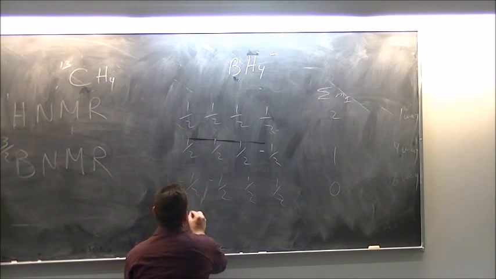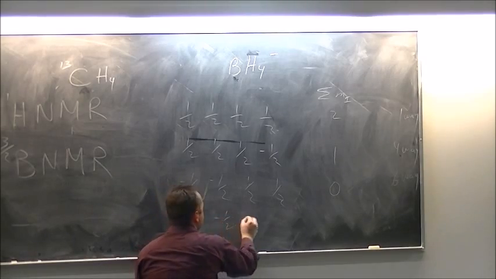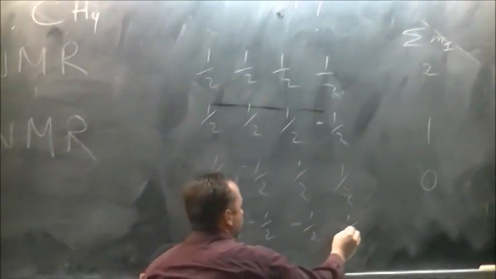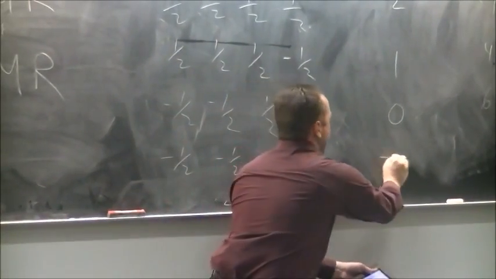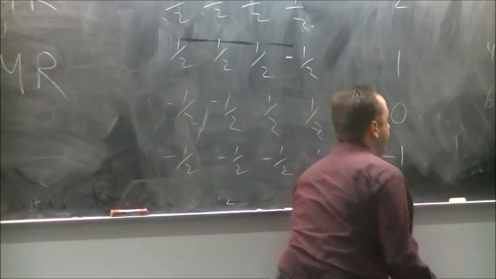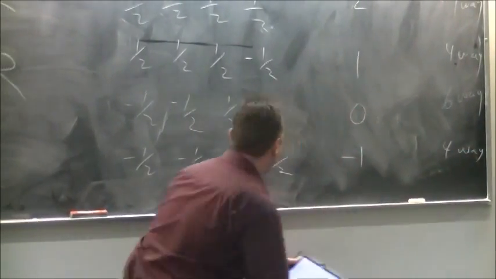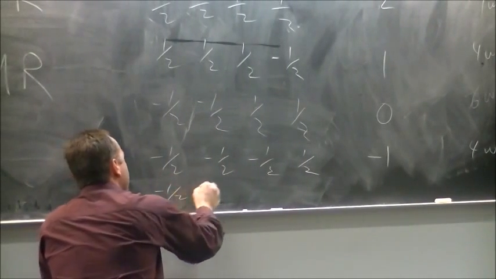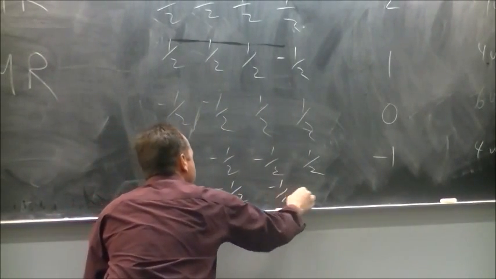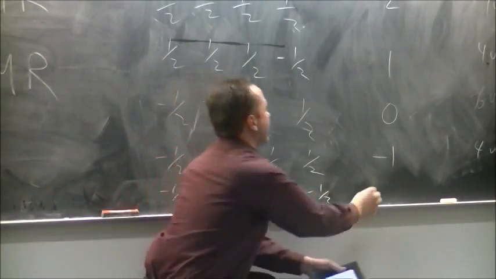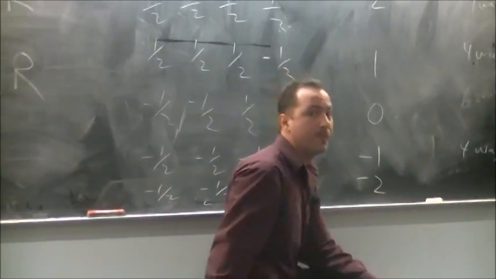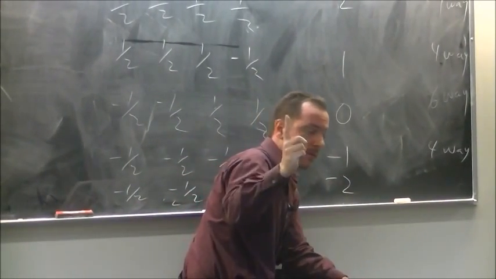So we can have minus 1/2, minus 1/2, minus 1/2, and 1/2 positive. This will be minus 1, and there will be 4 ways. And then we can have minus 1/2, minus 1/2, minus 1/2, minus 1/2. This will be minus 2, and there will be 1.